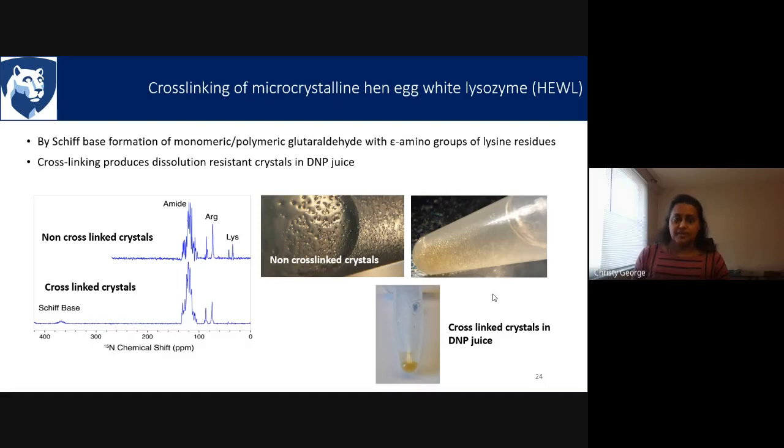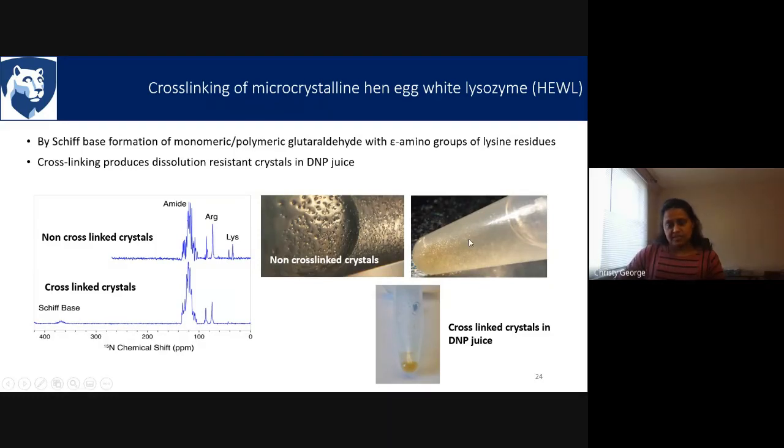known that we can cryoprotect such protein samples by cross-linking them. What we mean by cross-linking is that we are essentially making a polymer of the protein by forming a Schiff base between the amino groups of the lysine residues and a glutaraldehyde molecule. So first we crystallized the protein and then cross-linked it.